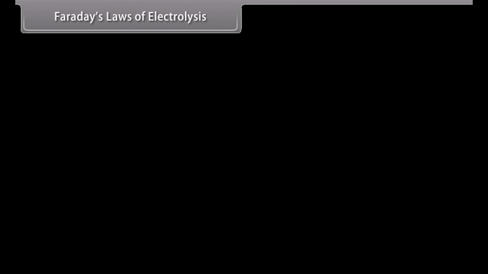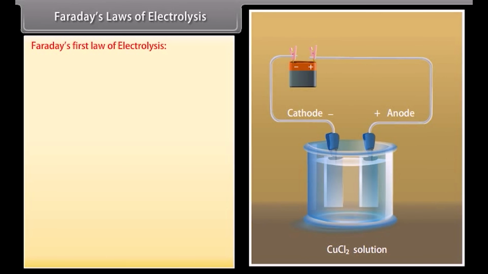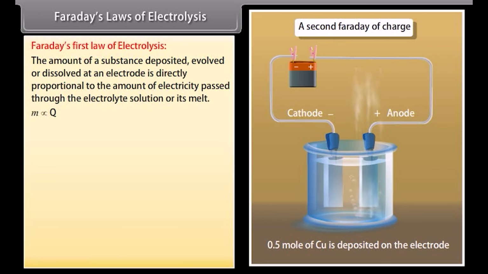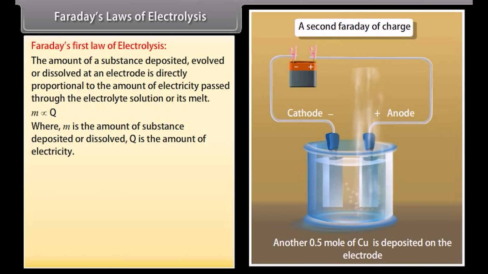Faraday's laws of electrolysis. Faraday's first law of electrolysis. The amount of a substance deposited, evolved, or dissolved at an electrode is directly proportional to the amount of electricity passed through the electrolyte solution or its melt. M is directly proportional to Q, where M is the amount of substance deposited or dissolved, Q is the amount of electricity. We know that Q is equal to I T. Therefore, M is directly proportional to I T.